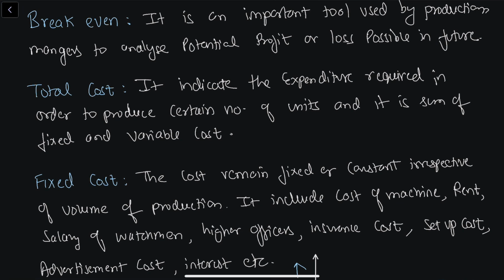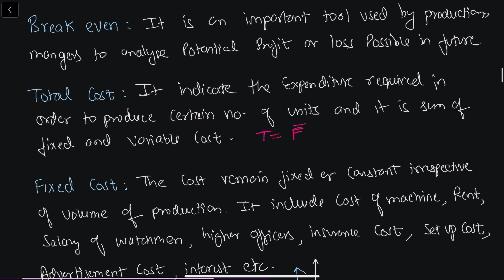So the total cost will include the fixed cost, which you need to pay even if you're selling one good. For example, rent and salaries you need to pay, this is fixed cost, right? And we have your variable cost, which is associated with your number of units. So this is your total cost, right? Fixed cost plus variable cost.